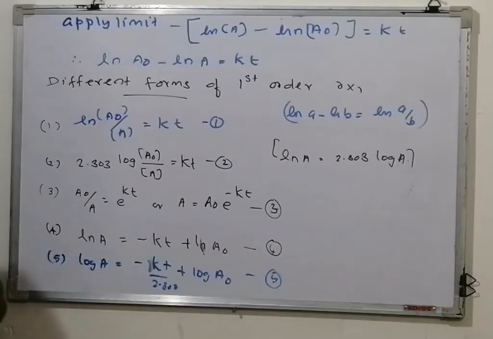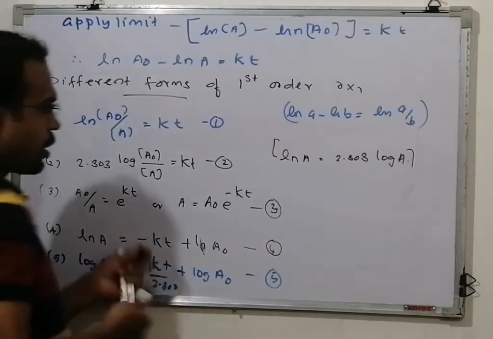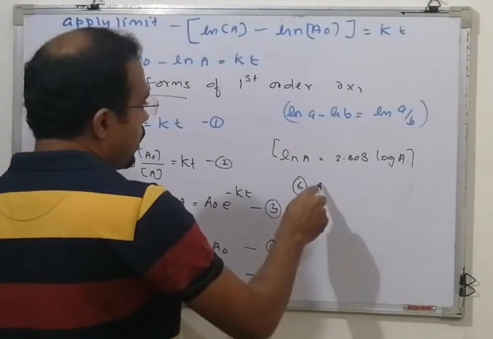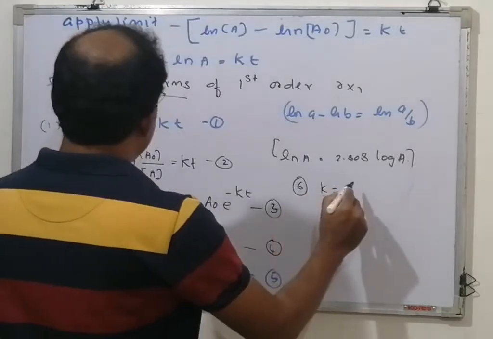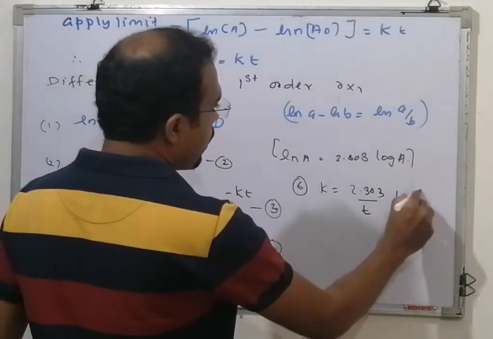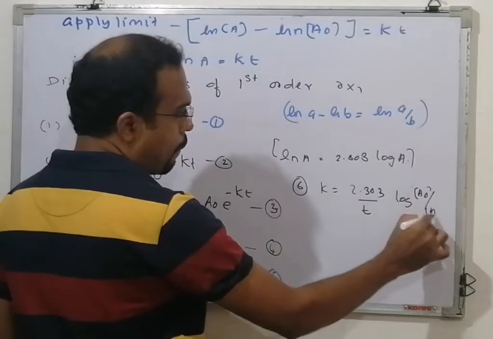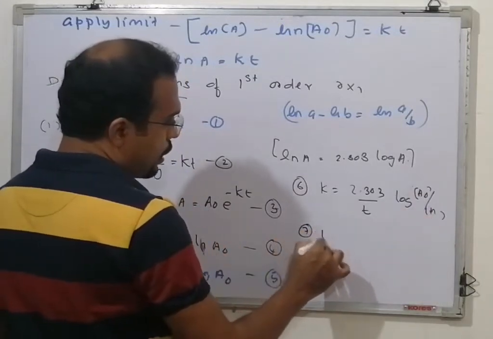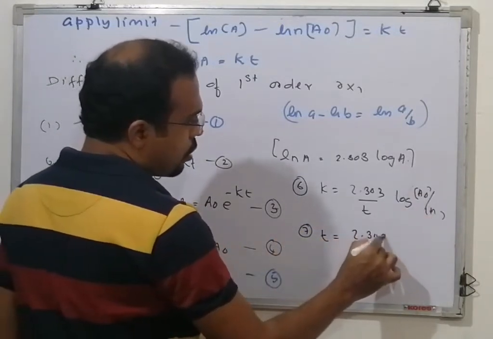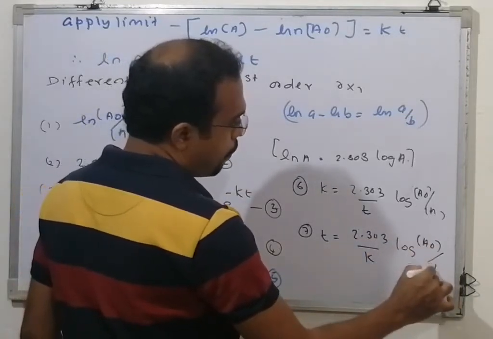These are the different forms of the equation. Therefore, these all are considered as first order equations. Now, if you want another equation, you can write like this. This is also k is equal to 2.303 by t log A0 by A. So, another equation, please remember. Or 7, t is equal to 2.303 by k log A0 by A.